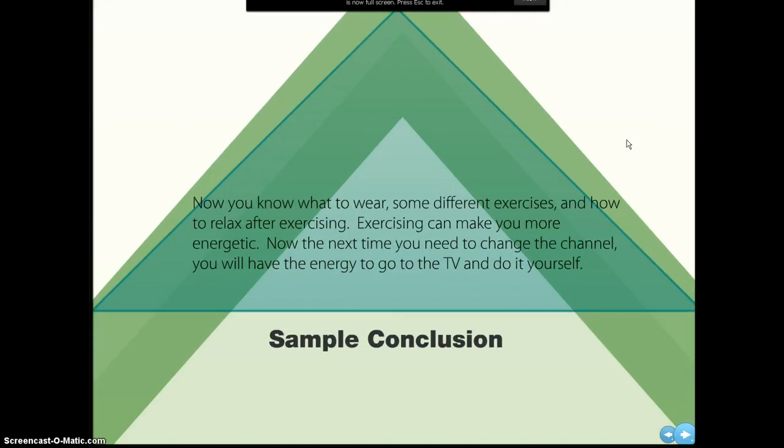Oh, and here's your sample conclusion. "Now you know what to wear, some different exercises, and how to relax after exercising. Exercising can make you more energetic. So now the next time you need to change a channel, you'll have the energy to go to the TV and do it yourself." That's the conclusion from that earlier introduction.